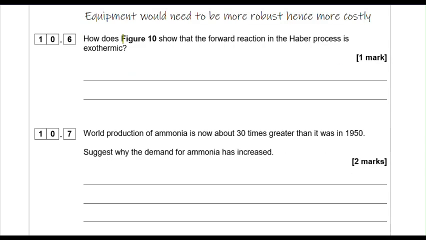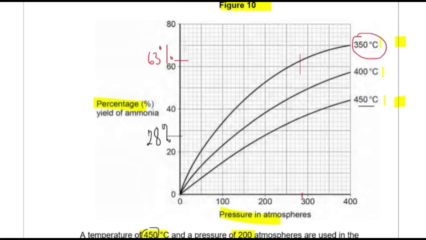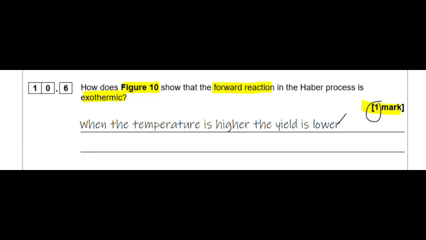10.6. How does figure 10 show that the forward reaction in the Haber process is exothermic? And this is for 1 mark. Look at the temperatures on the graph. At the top, 350 is a low temperature and giving a higher yield. 450 is a higher temperature and it's giving a much lower yield. This is because if the temperature is increased, the equilibrium will always move in the endothermic direction. So the forward reaction must be exothermic because the yield is lower. So to get 1 mark for this question, we must write when the temperature is higher, the yield is lower.